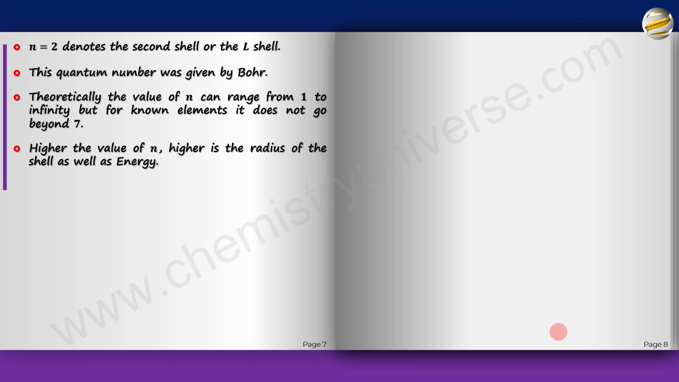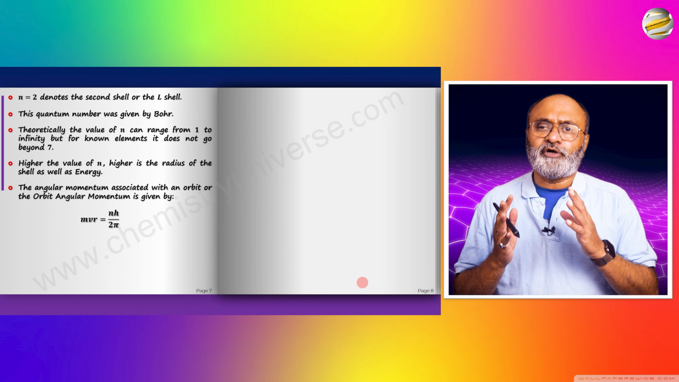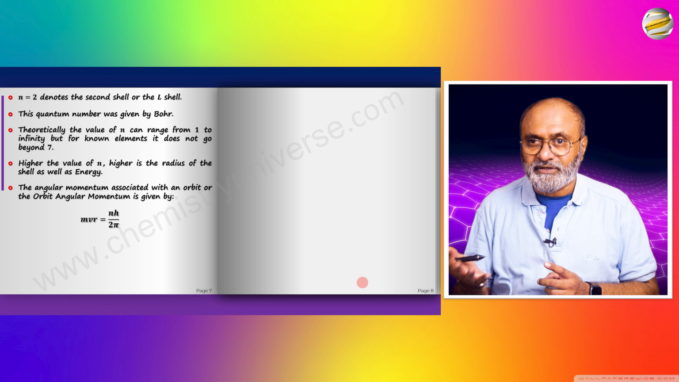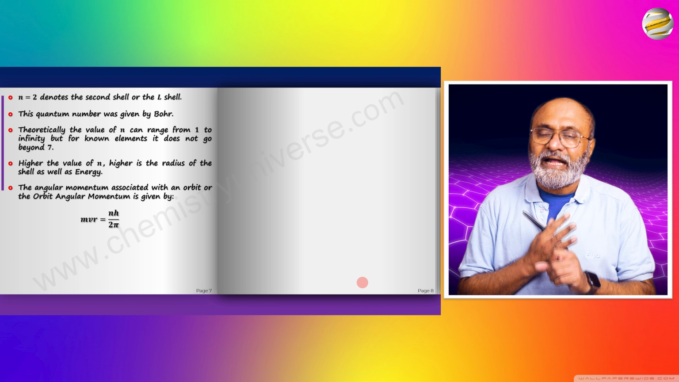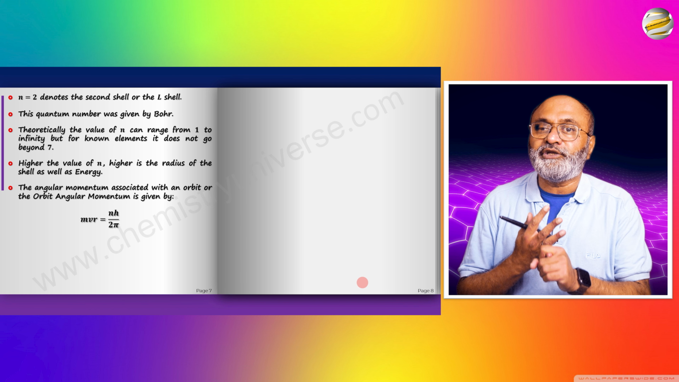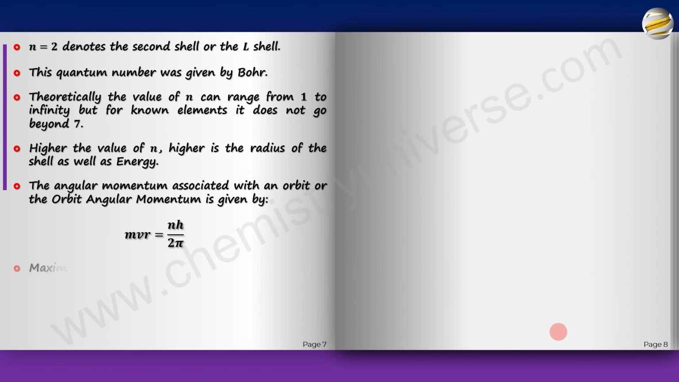We know this. And we also know, according to Bohr's theory, the angular momentum associated with an orbit, or the orbit angular momentum, is given by L equals nh by 2 pi. Remember, we are going to study a lot of angular momentum. We're going to talk about orbit angular momentum, and then we'll talk about some other angular momentum. So remember, this is the angular momentum due to its movement around the nucleus in an orbit. The maximum number of electrons in a given shell cannot exceed 2n square.